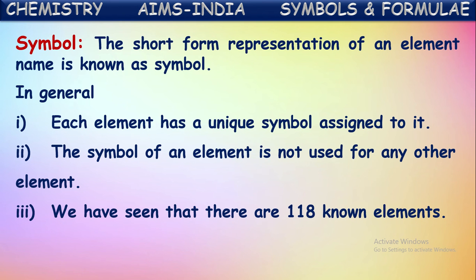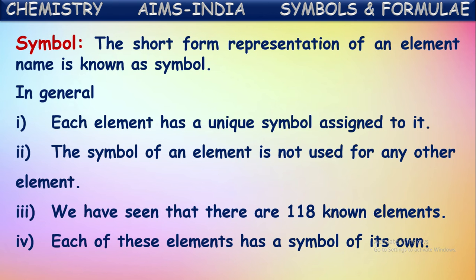We have seen that there are 118 elements known so far. Each of these elements has a symbol of its own. No two elements have the same symbol. As we told, there are rules in writing the symbol of an element.